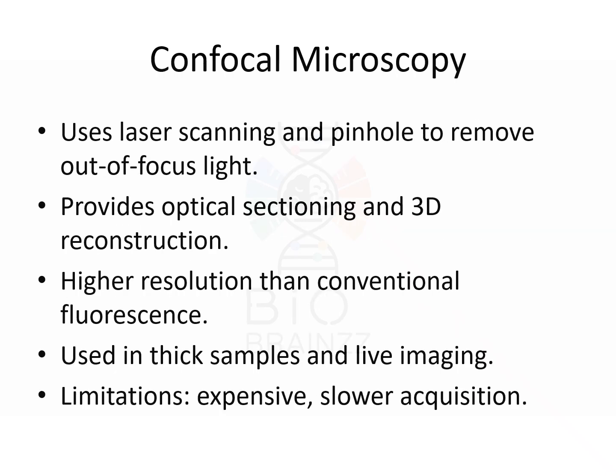Confocal microscope is an advanced version of fluorescence microscopy. It uses a laser light and a pinhole system to remove out of focus light. Because of this, it gives a very sharp and clear image compared to normal fluorescence microscopy. One of the major advantages of confocal microscopy is that it can produce optical sections and 3D images of the sample. This is very useful when we are working with thick samples or tissues. However, this technique is expensive and takes more time for image acquisition, so it is not always used for routine work.